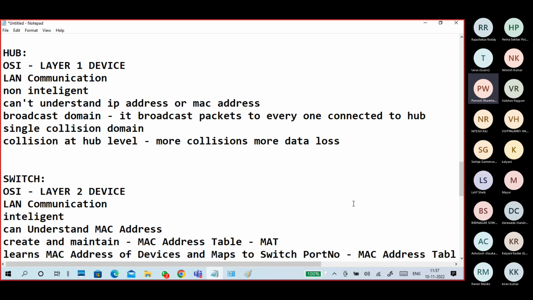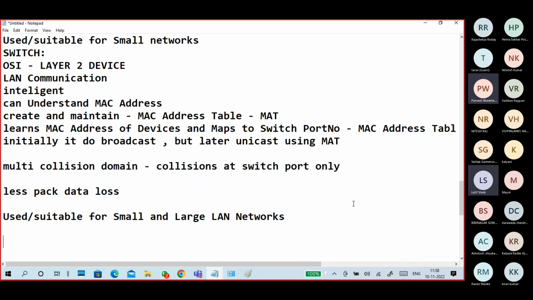You have to use the word suitable. Suitable for small LAN networks. Again, it's not a WAN, it is LAN communication. So small networks, and small and large networks also. Of course, we use it in LAN communication.